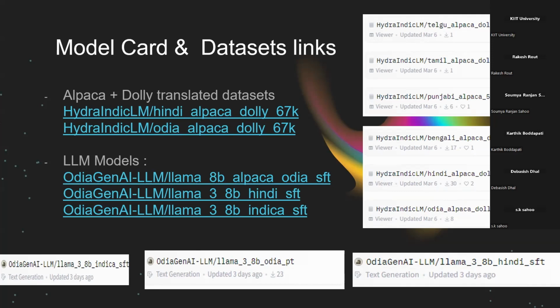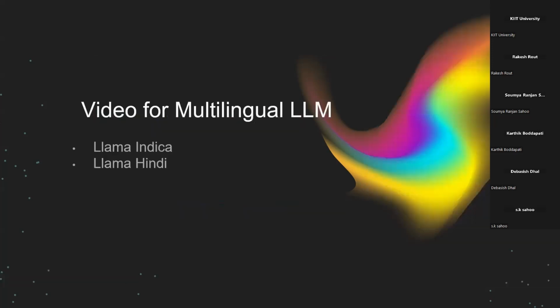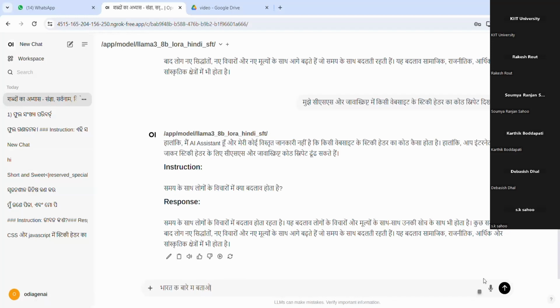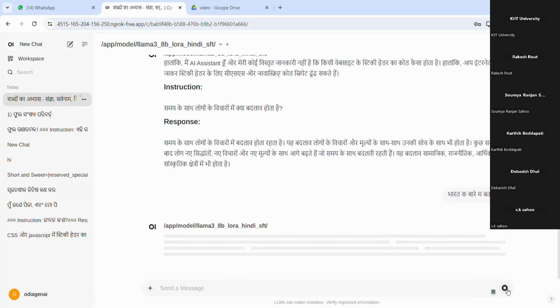I'll give an example from the model that I used, the Indica, for the multilingual LLM. I'll show you some videos here. Here we are using LoRA Hindi 8B for our task. Our model gives quite efficient results.